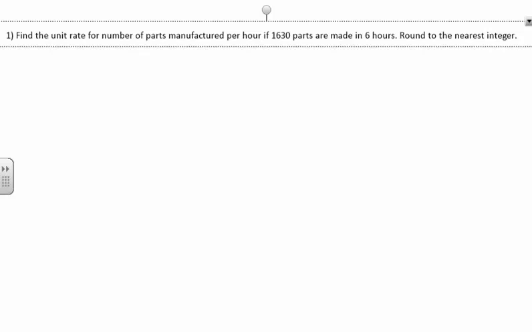Alright, number one says, find the unit rate for number of parts manufactured per hour if 1,630 parts are made in 6 hours. Round to the nearest integer. Alright, the first thing we're going to do, you guys, is identify our units. We're talking about parts and we're talking about hours. So now that we're talking about parts and hours, we need to make sure that we know how to compare them. So we're looking for the unit rate.